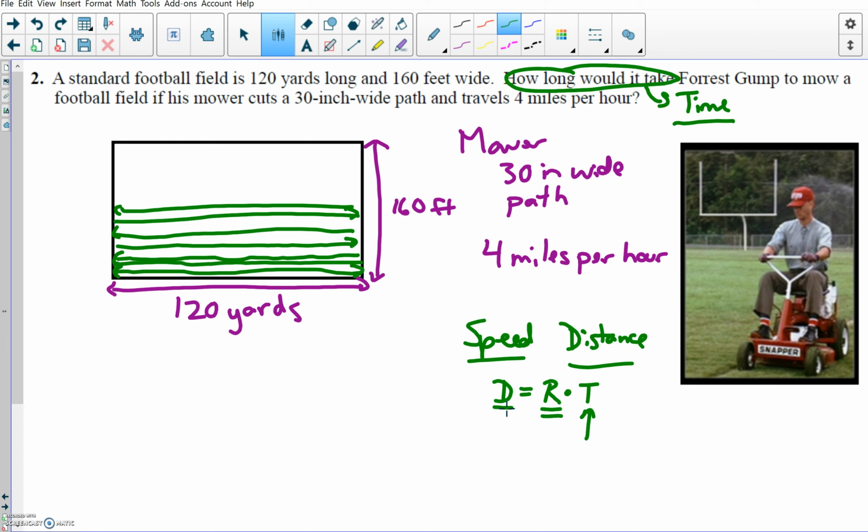So going back to my situation, now that I understand what's going on, I can devise a plan. I want to find the distance that I would be riding on this mower, and then we can use that to help figure out our time.